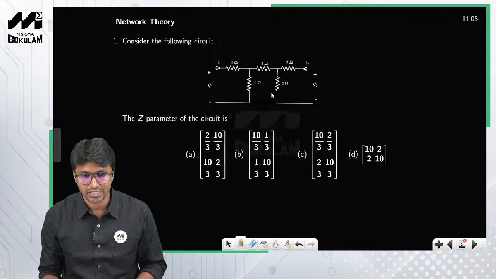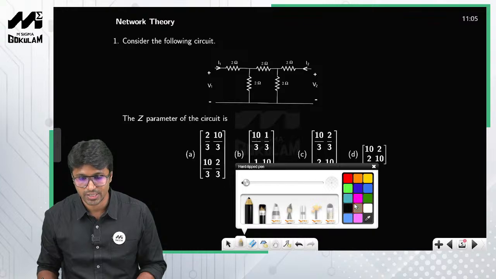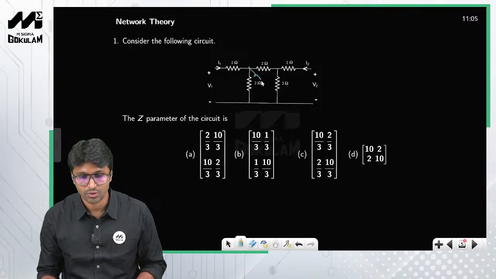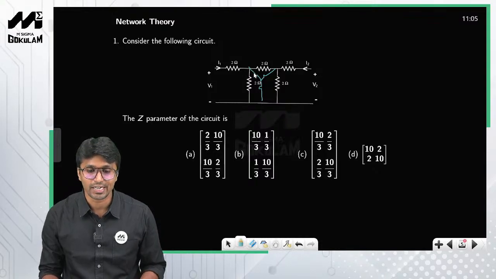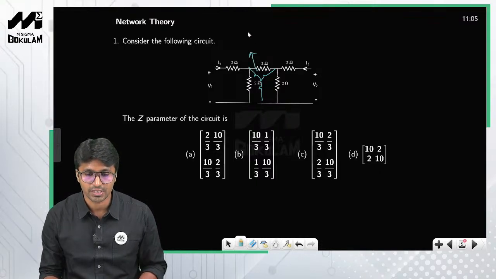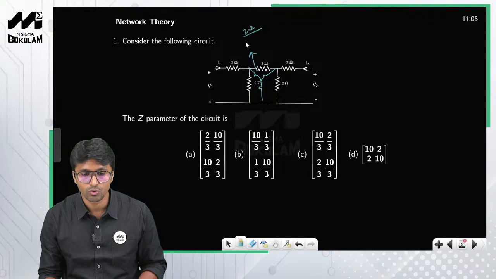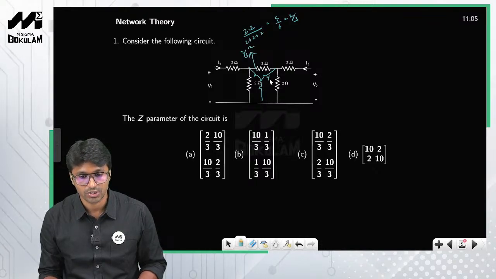So this is a delta network, so you have to convert into a star network, right? So this is nothing but star network. So using delta to star transformation, the value of this resistance will be 2 into 2 by 2 plus 2 plus 2, right? So therefore 4 by 6, so this is equal to 2 by 3, right? And the resistors in the delta network are of equal value, so therefore the resistance of the corresponding star network will also be of the same value, that is 2 by 3 ohm, right? So this will also be 2 by 3 ohm, right?